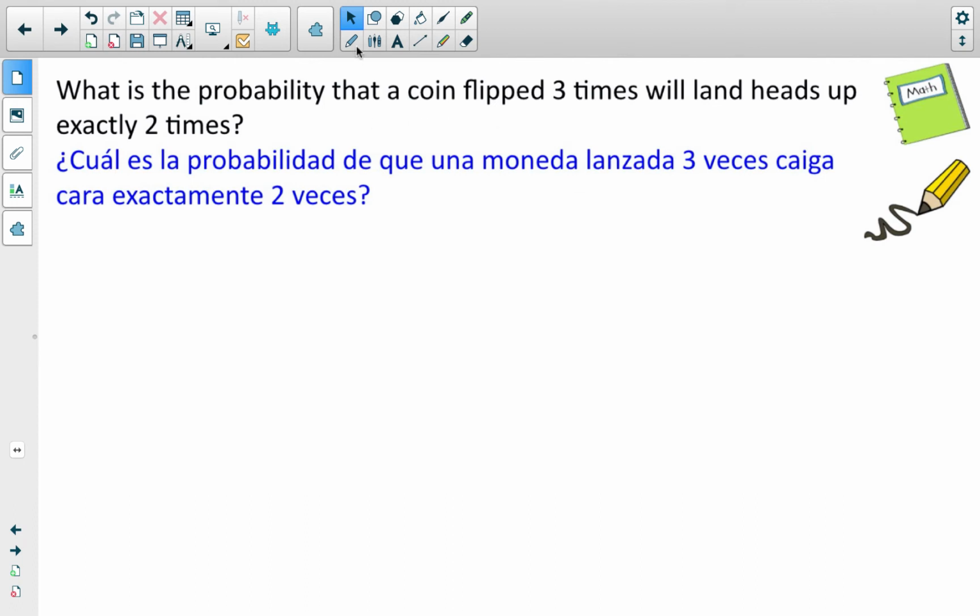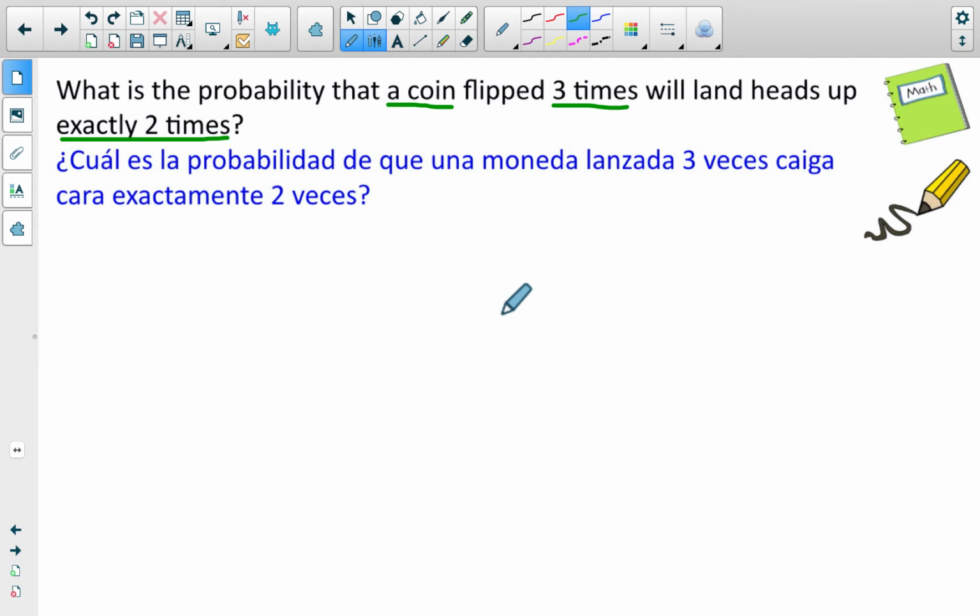So what is the probability that a coin, so that's a 50-50 thing, heads, tails, flipped 3 times will land heads up exactly 2 times. For this one, I cannot use just that kind of multiplication trick because we're looking for exactly heads twice. We're not having two or three separate individual probabilities that we can just multiply together. This problem's a little bit more complicated than just multiplying 1/2 times 1/2 times 1/2.